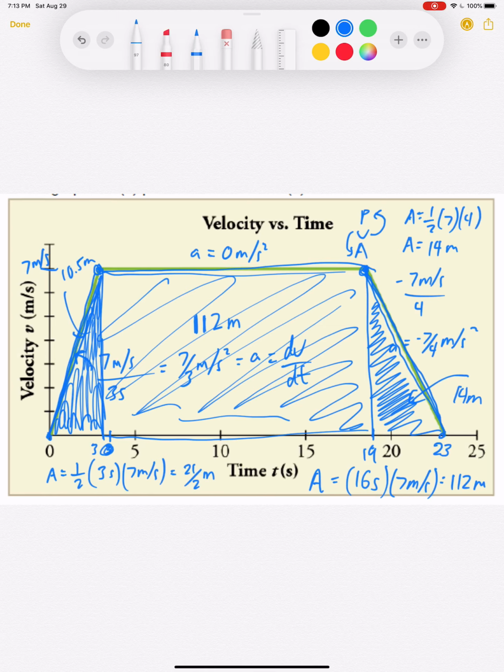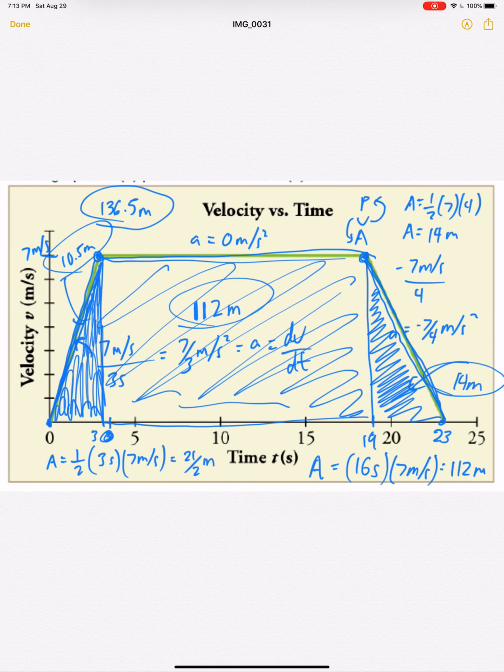Okay, so the total displacement and the total distance traveled in this particular time interval is going to be these numbers all added together. So we're talking about 112 plus 14, which is 126 meters, plus 10.5, so 136.5, I think, unless I forgot what I was doing. Meters is the total distance traveled. Now, let me get out, hit the wrong thing there. Let me get out of here.